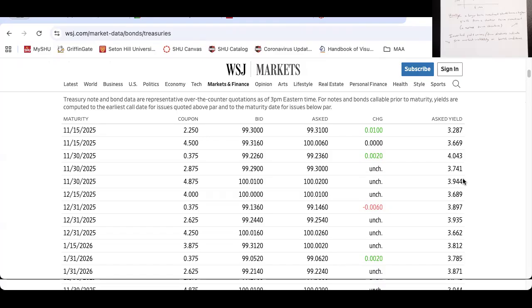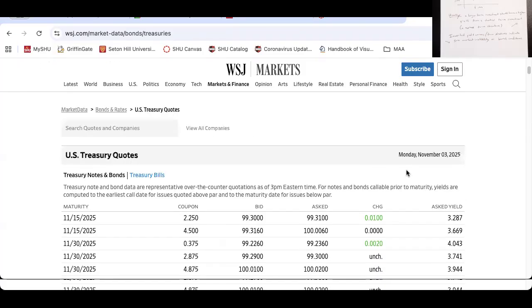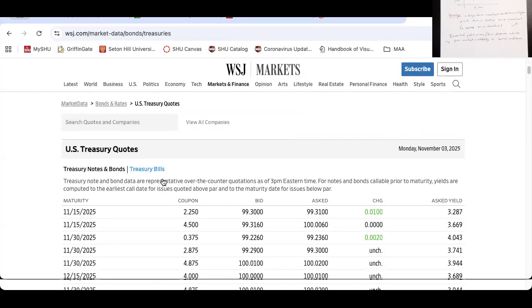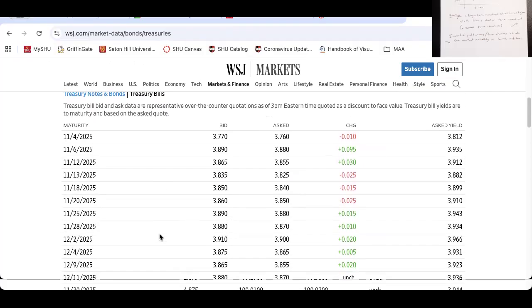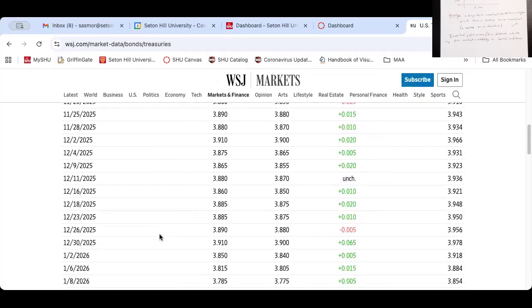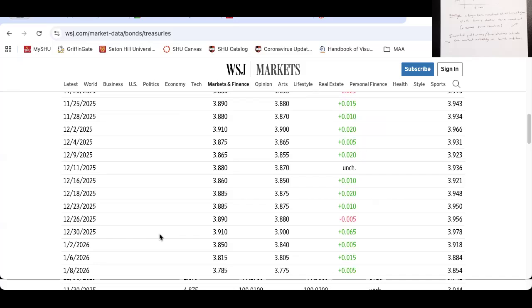So if you just go to the Wall Street Journal page, there's a whole page just on bonds, both corporate and treasuries. I'm just looking at the moment at the treasury bonds. Longer term versus shorter term, notes versus bills. These are really short term, right? All of these are maturing in measures of weeks as opposed to months or years.